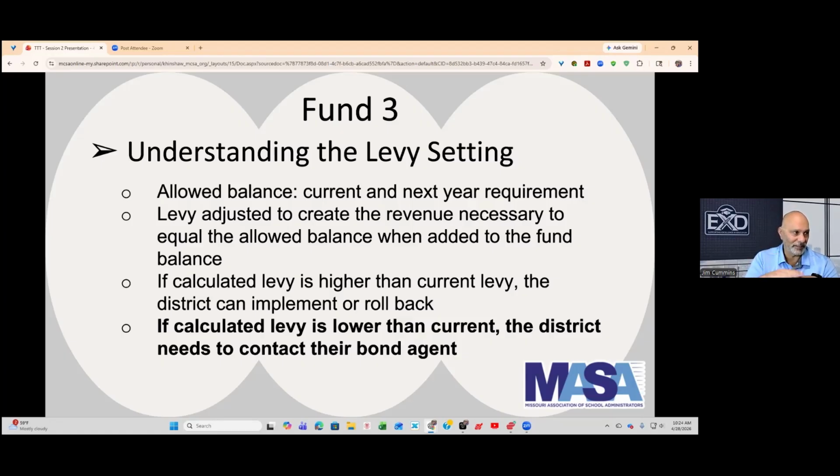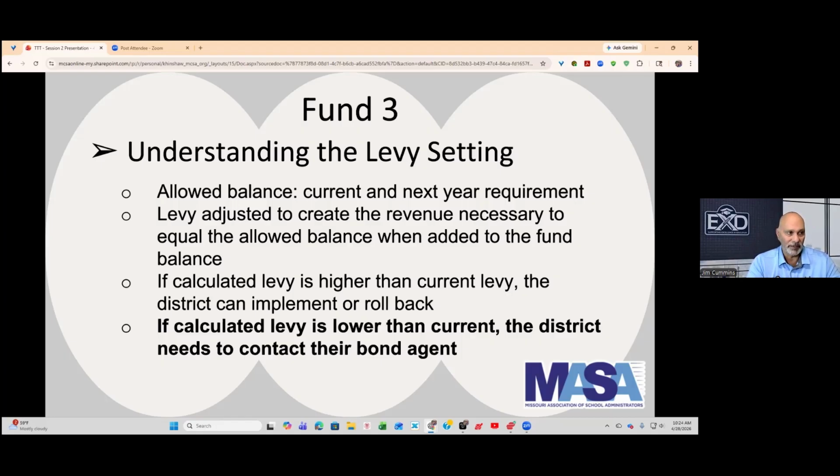Let me preface this. If you're struggling to make your payments and it's 50 cents and you calculate 80, there may be a reason. You may have to raise it a little bit in order to cover this year's costs. But typically you'll see it a little bit more than what you're currently levying, and a lot of districts will roll it back because that's what they've told their taxpayers.